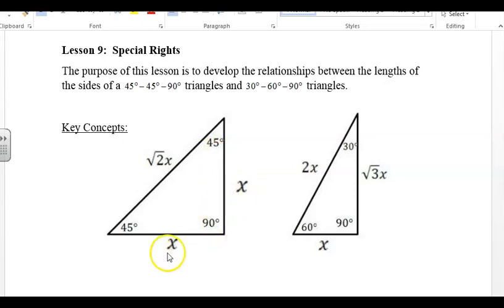The two legs are the same length. Opposite the right angle will be root 2 times x. In a 30-degree, 60-degree, 90-degree triangle, the side opposite the 30 degrees will be x, opposite 60, x root 3, and opposite 90, 2x. We will practice this throughout this lesson.